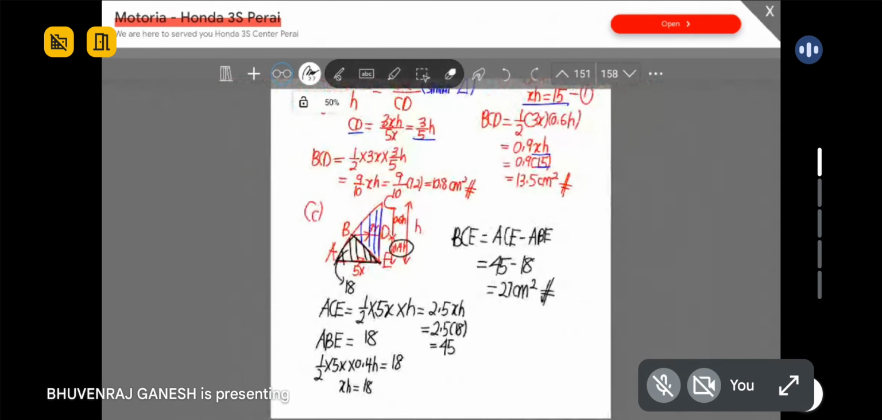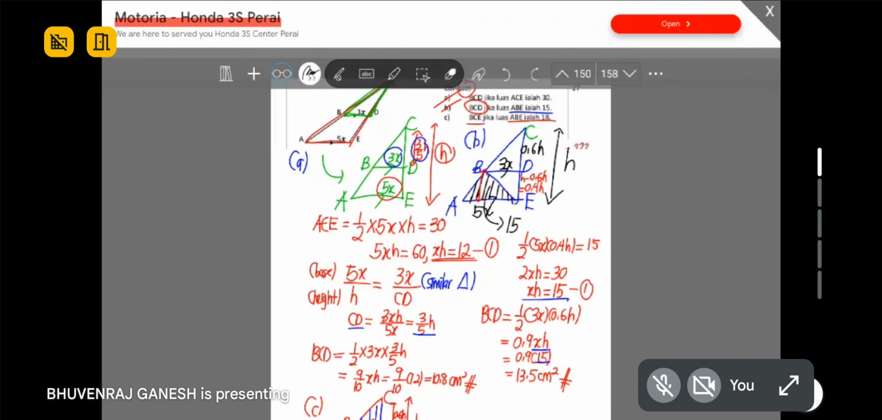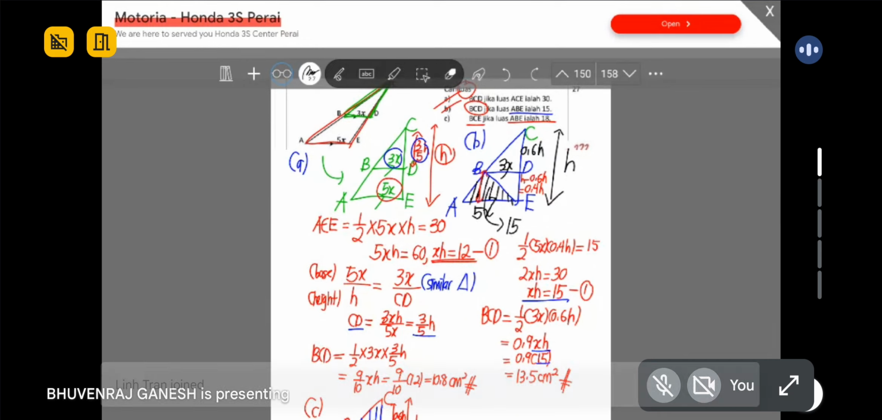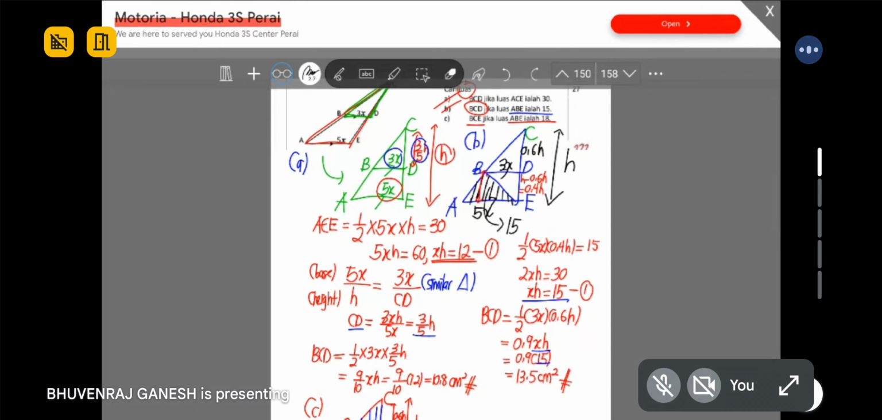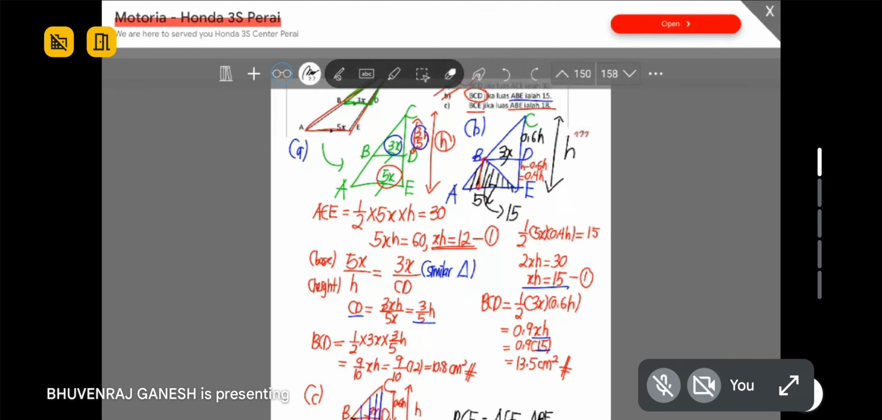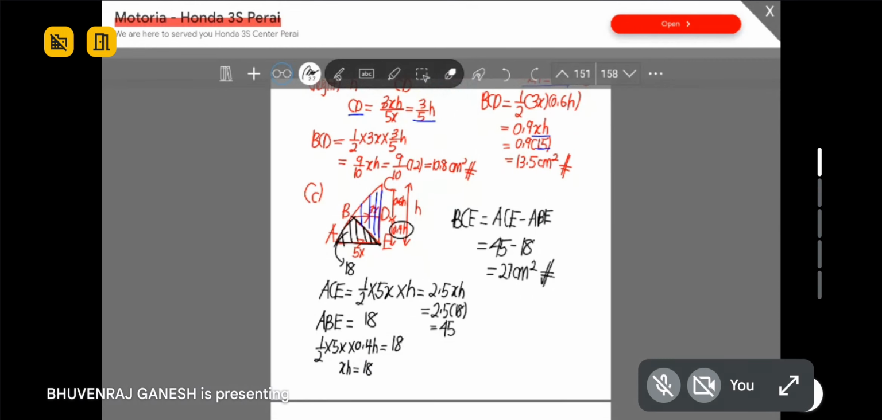Anyone want to take picture? You can take picture of the working. If anyone wants to screenshot, you can screenshot also. Once you're done, you just tell me, then I will go on. Okay, done? Already taken picture? Go on, all right, so I show down also. Down also, you can take picture.